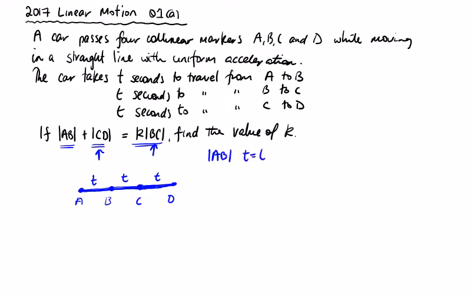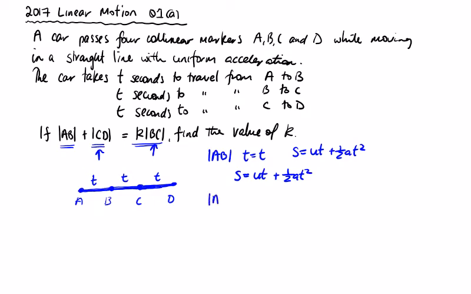Time is equal to time. We're looking at distance. S is equal to ut plus a half at squared, and the variables u and a are not changing. So for AB, the distance traveled is equal to ut plus a half at squared. We can't do anything else. We have no other information.